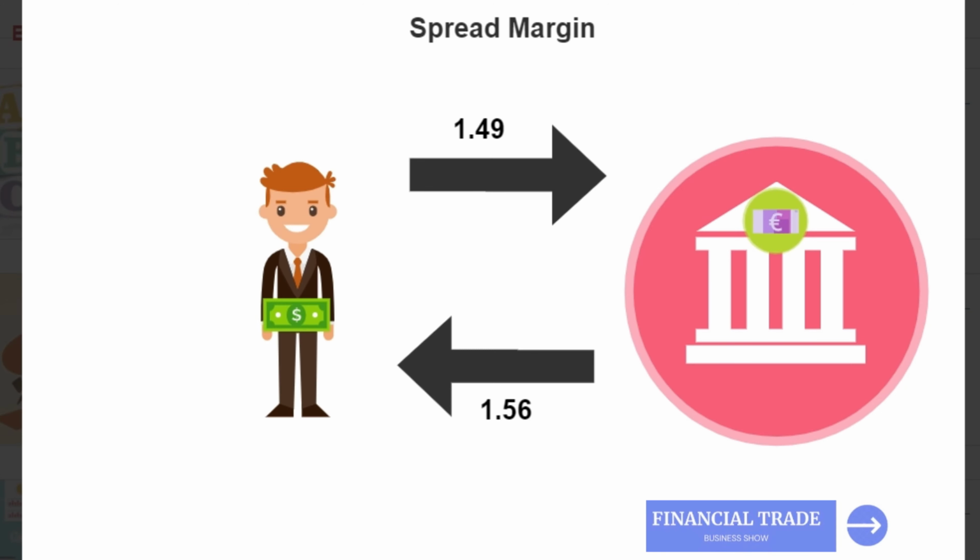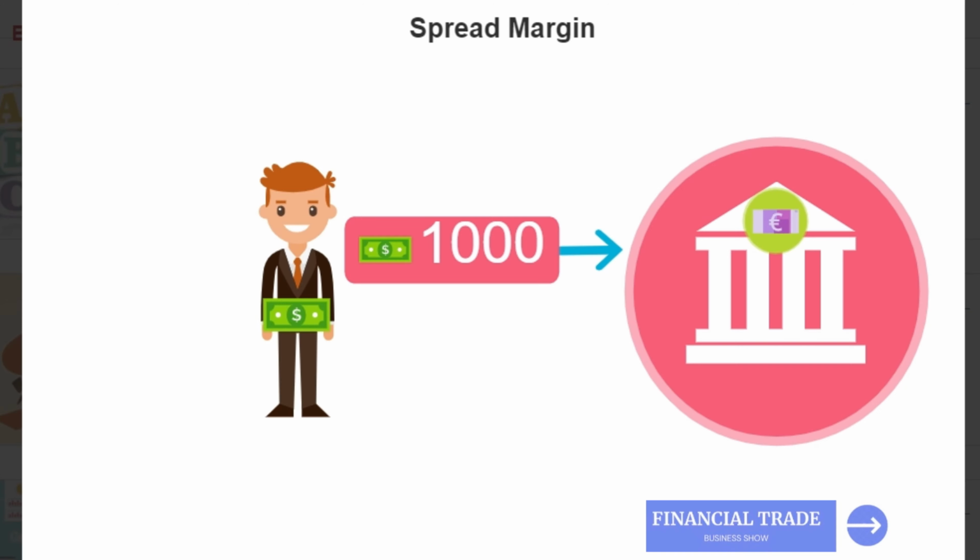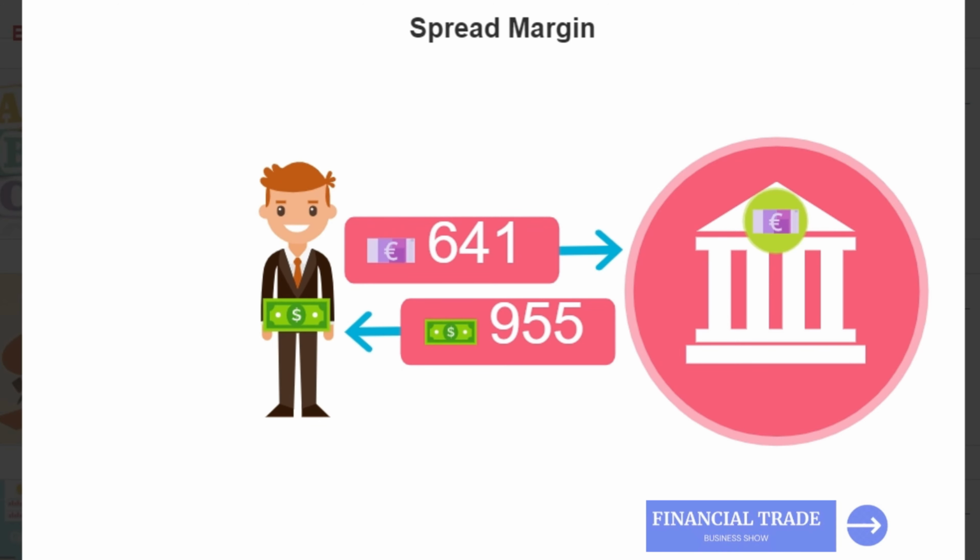So, if you sold 1,000 US dollars to the bank, you receive 641 euros. By selling the euros back to the bank, you're only going to get 955 US dollars. Now, you paid 1,000 US dollars and received 955 US dollars. So, where are the other $45? This is the profit of the change store. This is the commission they charge from their customers.